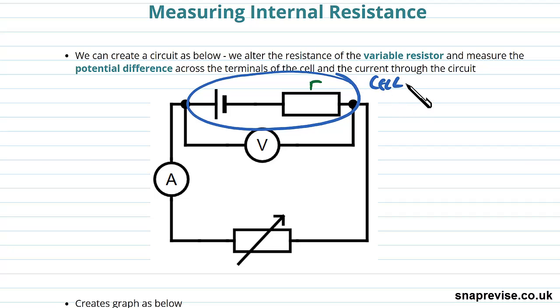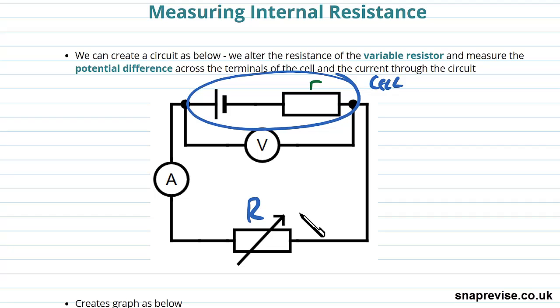We connect that up to a voltmeter, and then to a variable resistor too. So we're measuring the potential difference across our cell, the terminal potential difference, and we're measuring the current through this circuit. We've got this variable resistor here, which we'll just call R, but here the resistance varies because we're free to set it. What we can do is vary our resistance of our variable resistor.